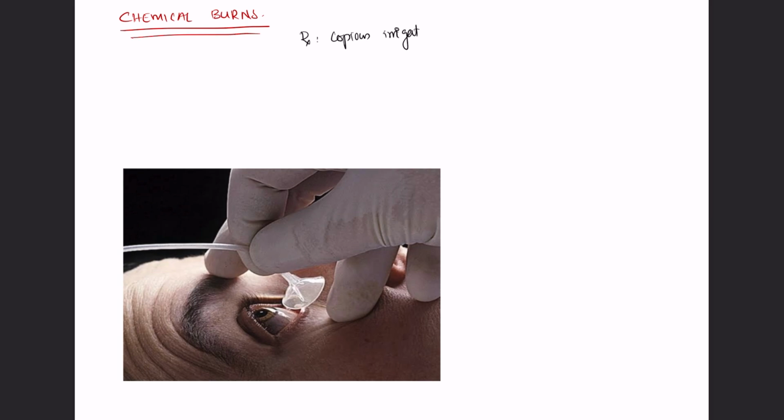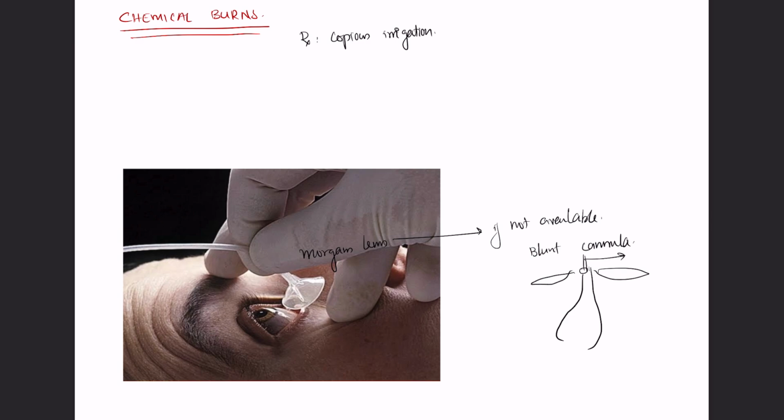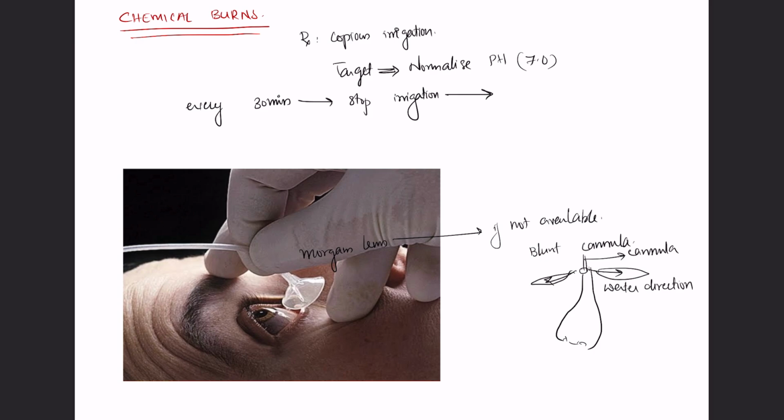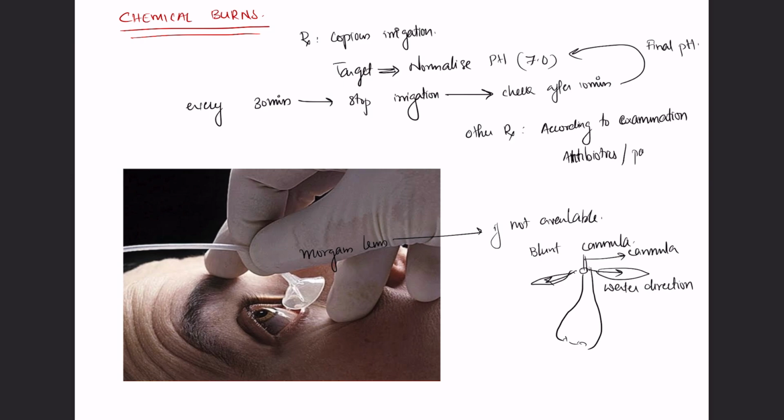So treatment for chemical burns is copious irrigation with either normal saline or RL. We can use a Morgan lens, and if it is not available for irrigation, then you can use a blunt cut cannula for irrigating both the eyes from the root of the nose. Target is to normalize the pH to 7.0. Every 30 minutes we have to stop the irrigation and check the pH after 10 minutes. If the final pH is reaching 7.0, we can stop the irrigation. Other treatment is according to the examination, we may need antibiotics or painkillers.